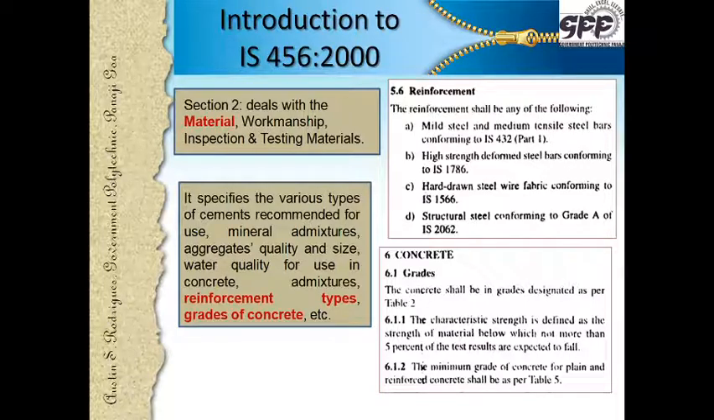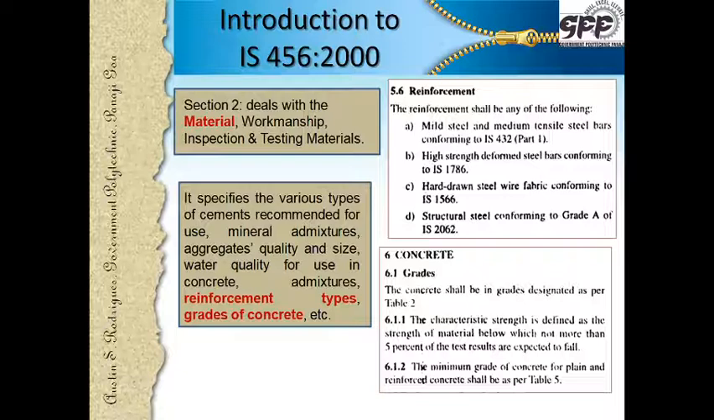Clause 6 in materials deals with concrete. It deals with the different grades of concrete, what should be the characteristic strength of the concrete, how we should be getting the characteristic strength of concrete, and it also clarifies that not more than 5% of the test results are expected to fall.